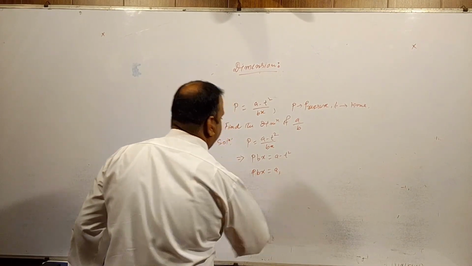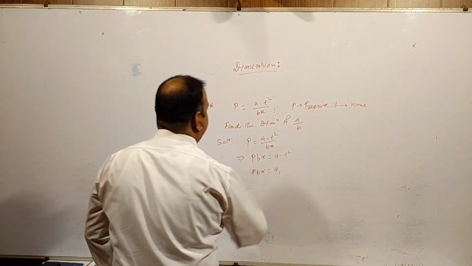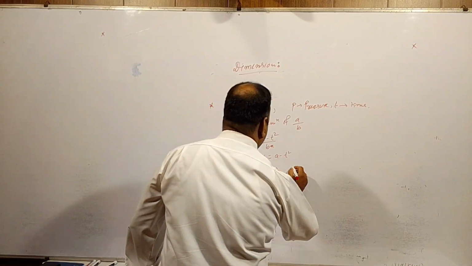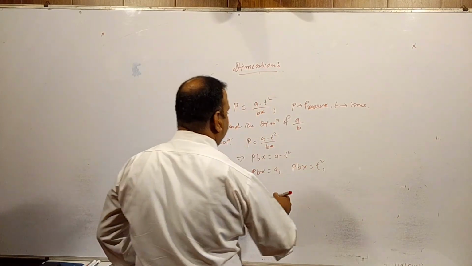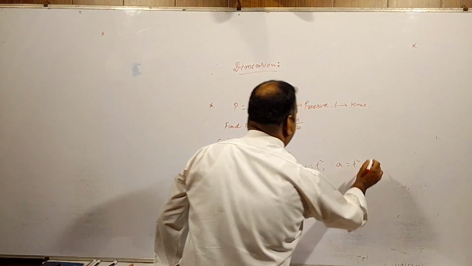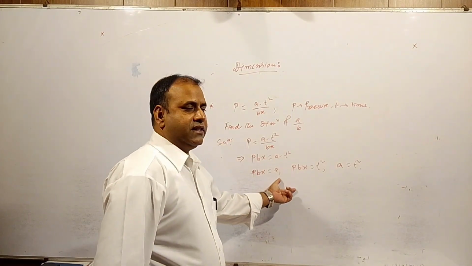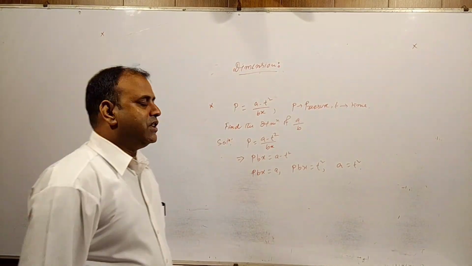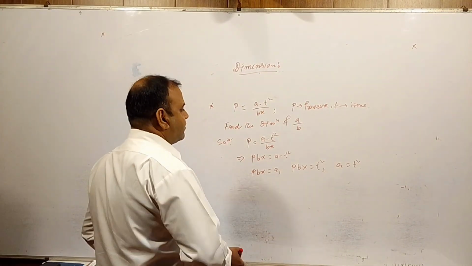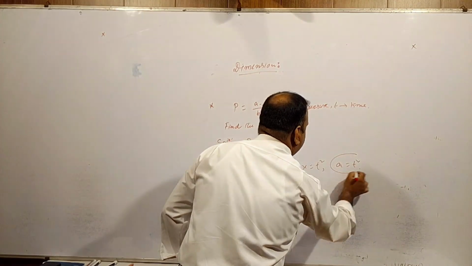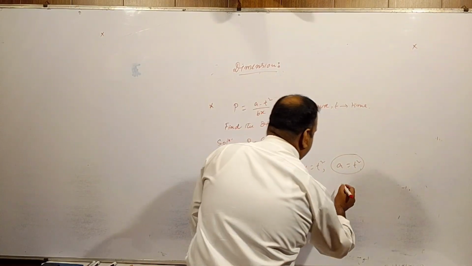Pbx is equal to A, and again Pbx is equal to T square, and again A is equal to T square. According to mathematical rules, we cannot write this term like this, but according to the principle of homogeneity, we can easily write it like this. First, I am going to find this, but we can easily calculate the dimension of A, so I will prefer this relation.